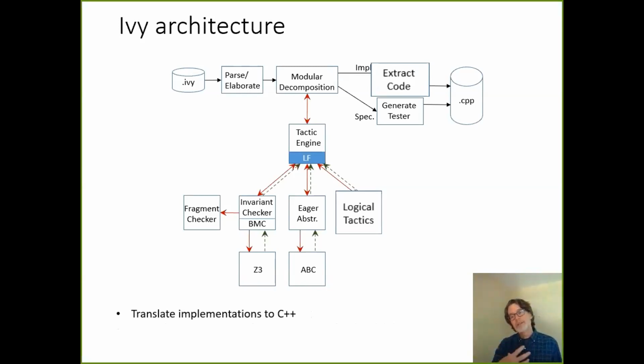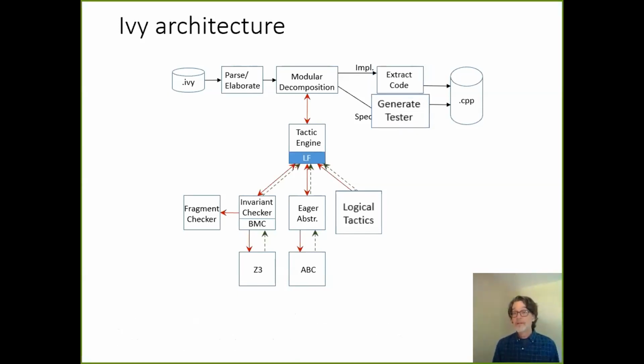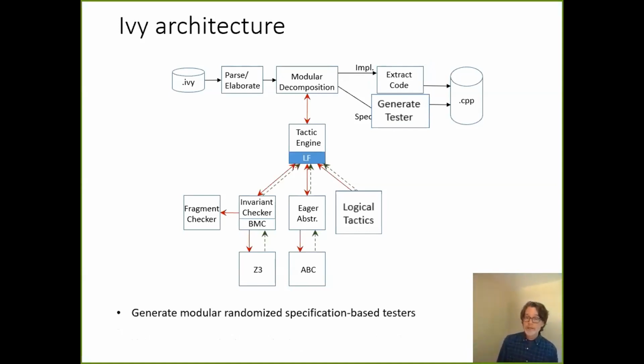And to do that, we take Ivy's value-based language and we introduce pointers and references. This is to avoid copying. And when we do this, we use a number of techniques that are used in Rust and C++. For example, borrowing of references, move semantics, copy on write, and so forth. And that allows us to get an efficient implementation that doesn't do too much copying. Whereas at the same time, when we do the proof, we don't have to reason about pointer aliasing, which greatly simplifies the proof.